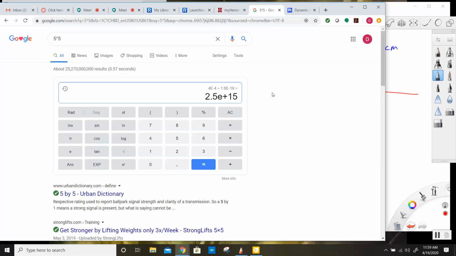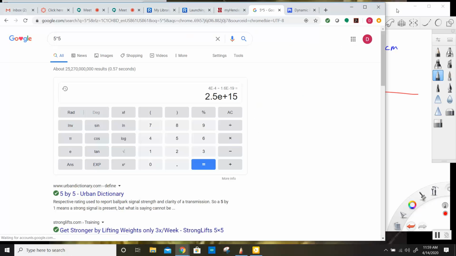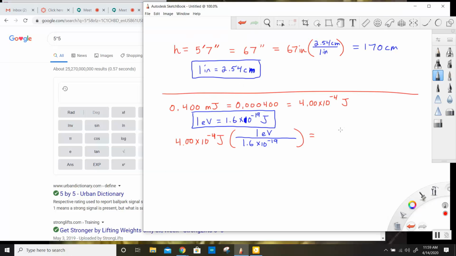So it's kind of ridiculous to talk about some big object like a fist or a soccer ball in terms of electron volts. We usually reserve them for things like light and atoms. But this one is going to be 2.5 times 10 to the positive 15 electron volts. That is a heck of a lot of electron volts, right?